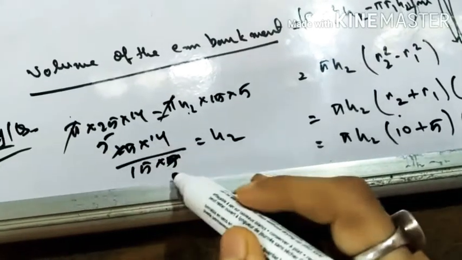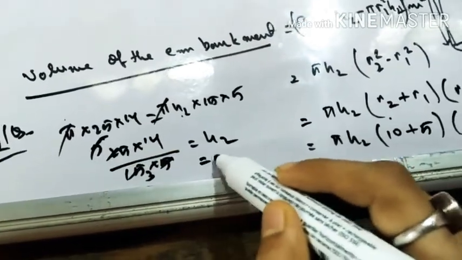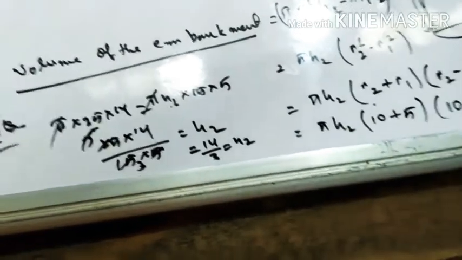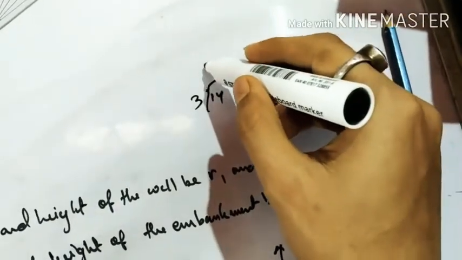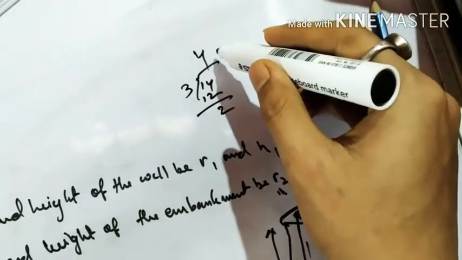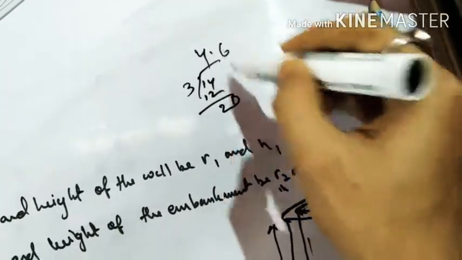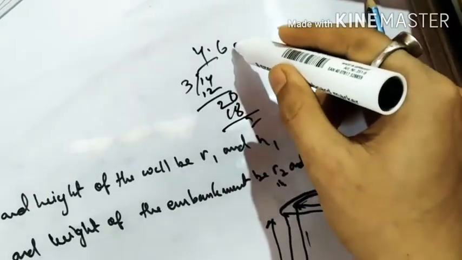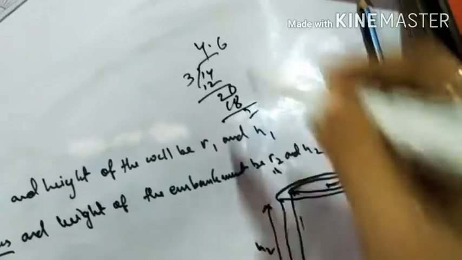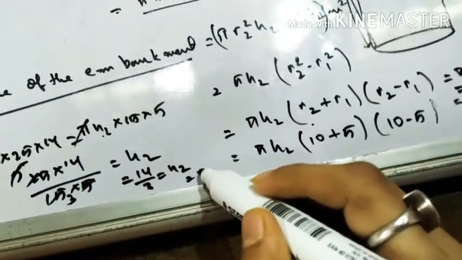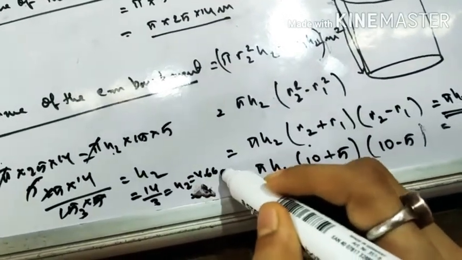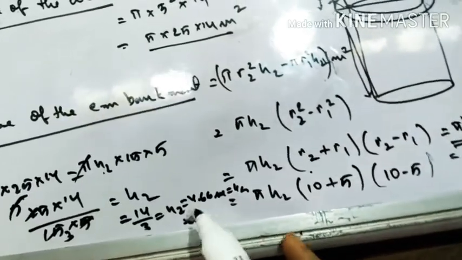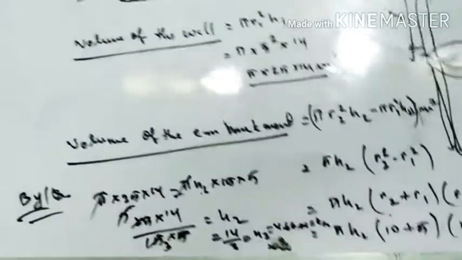So 5 5s are 25, 5 3s are 15, giving 14 by 3 equals h2. If you want to write this in decimal form, 14 by 3: 3 4s are 12, remainder 2, then 0, 3 6s are 18, again 2, so 4.66 meter is equal to h2.